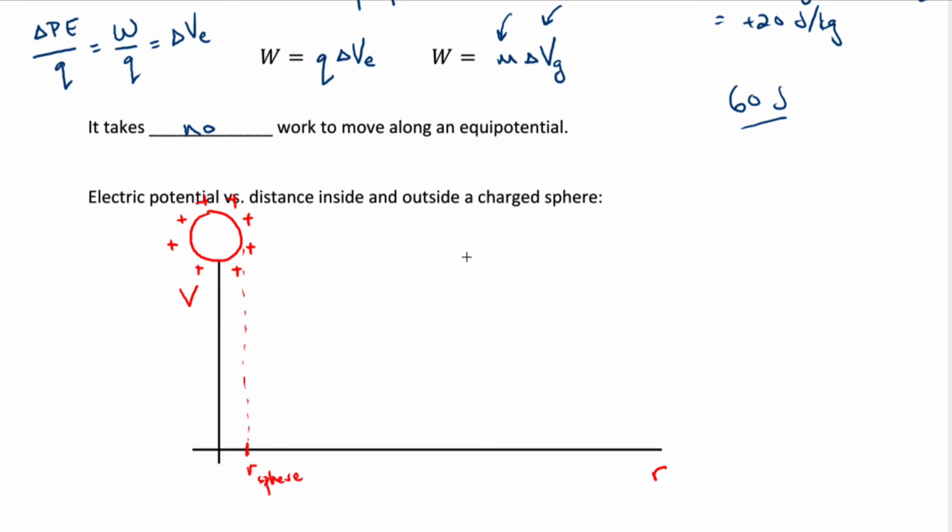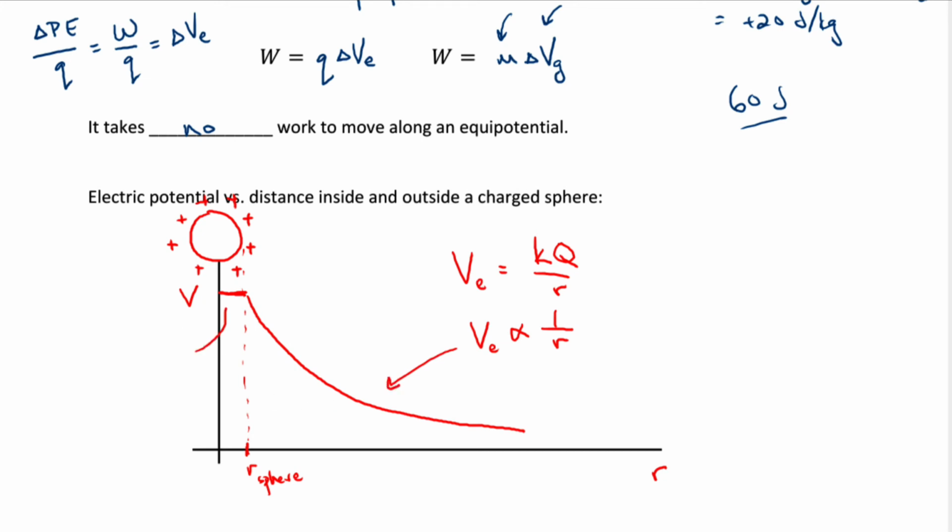Now we know from our equations in a previous lesson that the electric potential outside the sphere follows this formula. In other words, outside of the sphere, the electric potential is proportional to 1 over r, the distance from the center. And so it's going to look like a reciprocal graph like this. Now inside the sphere, it turns out that the potential is constant, so it's just a straight horizontal line. So this is outside the sphere. Inside the sphere, the potential is constant.